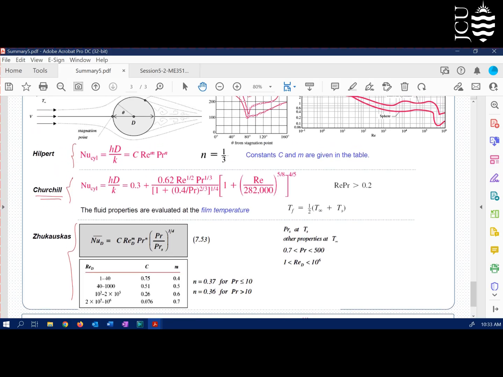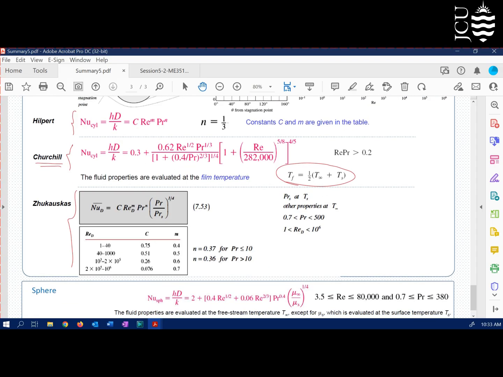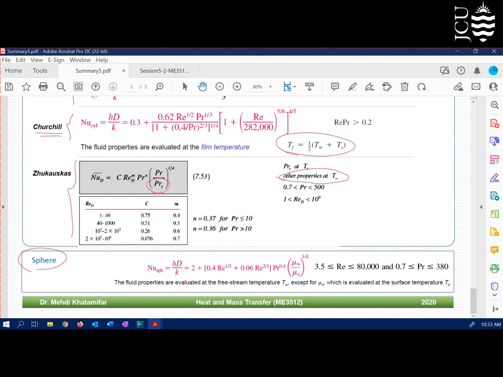For example, let me show you something here. For the Churchill equation, the formula says use film temperature to calculate Prandtl number, Reynolds number, or material properties. For Zukauskas, it says for this Prandtl number use surface temperature, and for the others use T infinity. So it is very important for us to follow the instructions given by the developers of those equations. If it's a sphere, you can see we have this Nusselt number formula for this range of Reynolds number and Prandtl number, and the instruction is given whether you need to use T infinity or surface temperature, Ts.